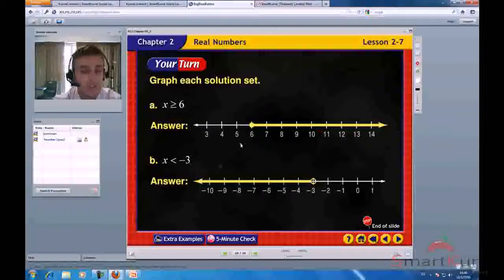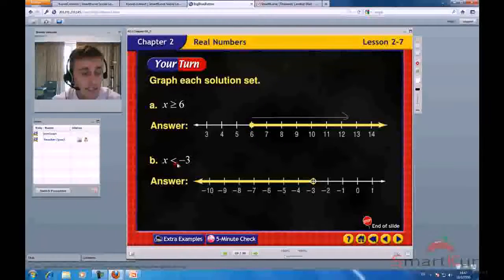Graph each solution set. x is greater than or equal to 6. If we see this equal sign, this line underneath, we shade in the dot, and the arrow is pointing to the right. Greater than, we draw the arrow to the right, meaning that we are referring to all numbers greater than or equal to 6.